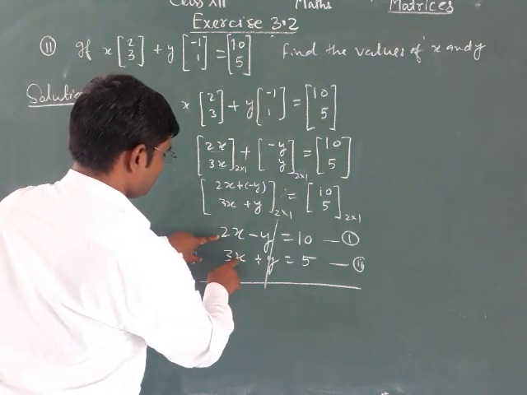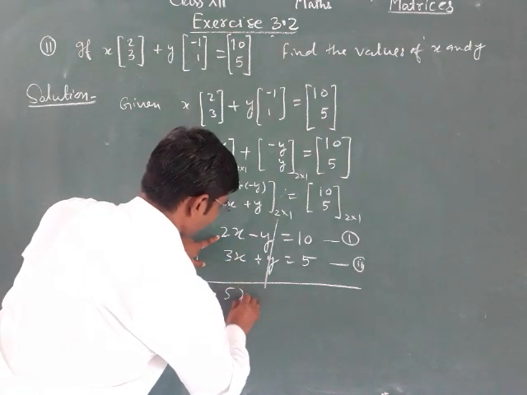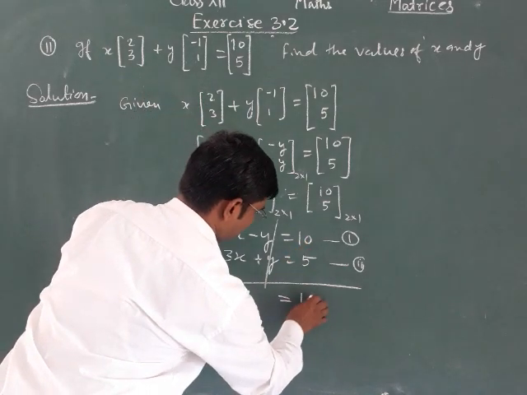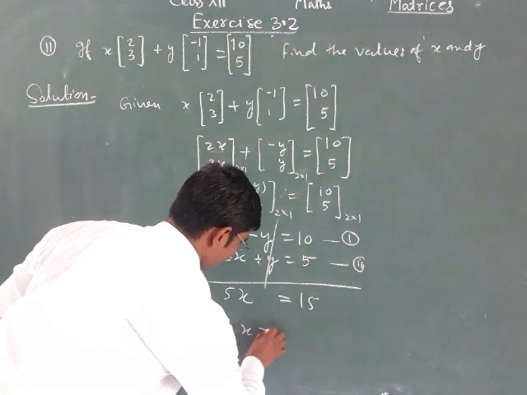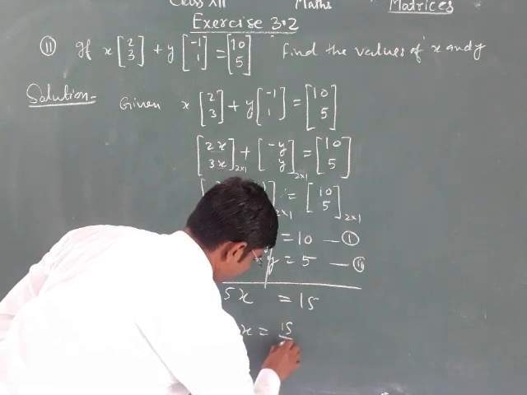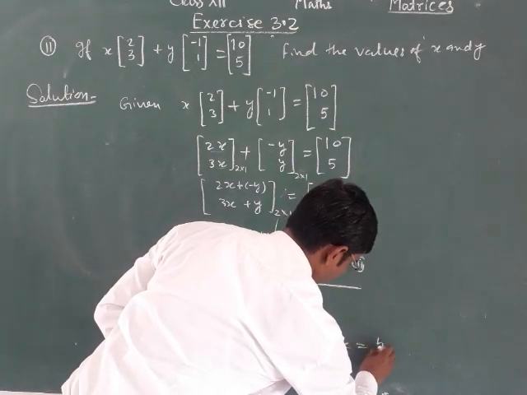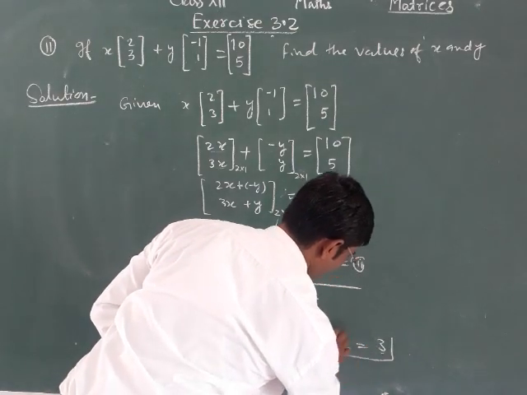So 2x plus 3x is equal to 5x, and 10 plus 5 is 15. So x is equal to 15 upon 5. 5 threes are 15, so x is equal to 3.